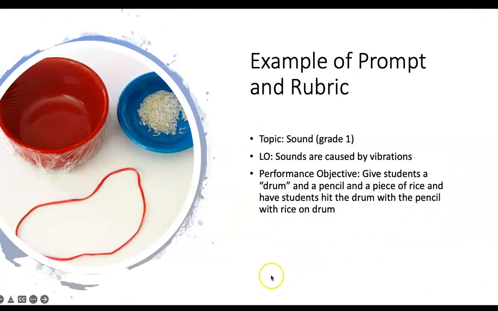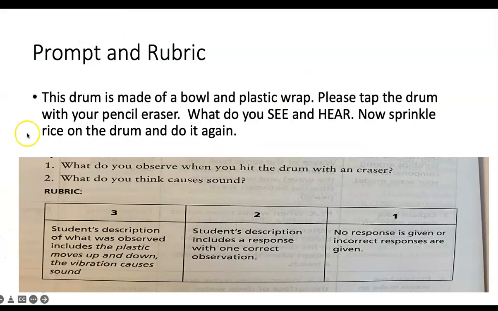So here's an example of a prompt. In first grade, your students are going to learn about sound, and that sounds are caused by vibrations. So the performance objective could be give students a quote-unquote drum and a pencil and a piece of rice, and have students hit the drum with the pencil and then with the rice on the drum. So this could be your prompt and rubric.